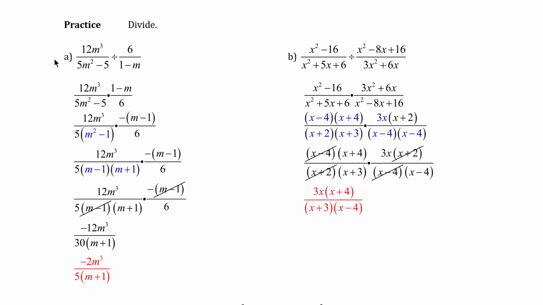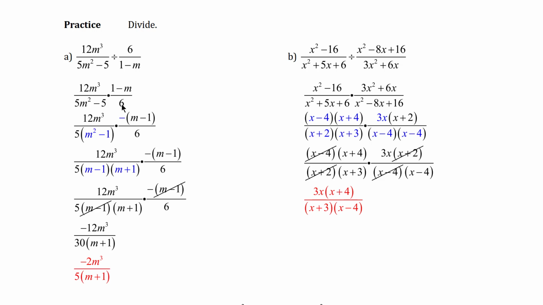Alright, so let's get started with part A. First, we flip the second fraction and change the operation to multiplication. We get 12m cubed divided by 5m squared minus 5 times 1 minus m divided by 6.